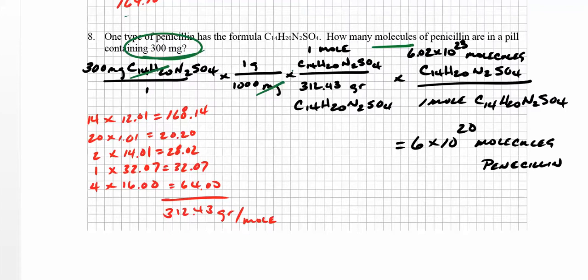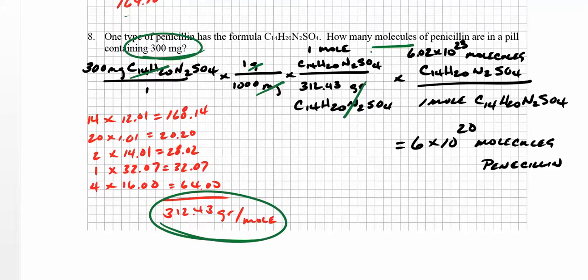Now I've got some heavy-duty calculations here because I've got a lot of atoms. 14 carbons, 20 hydrogens, 2 nitrogens, a sulfur, and 4 oxygens. When I add those up, however, I get this number, 312.43 grams per mole. So now grams and grams are going to cancel away, and I'm left with moles of penicillin.